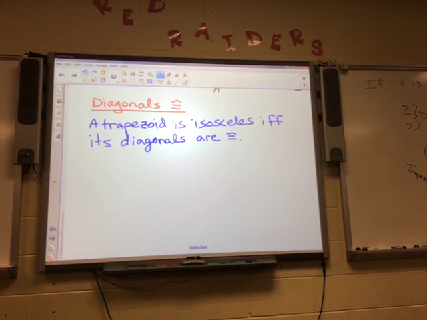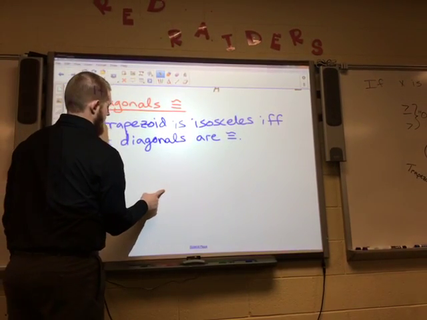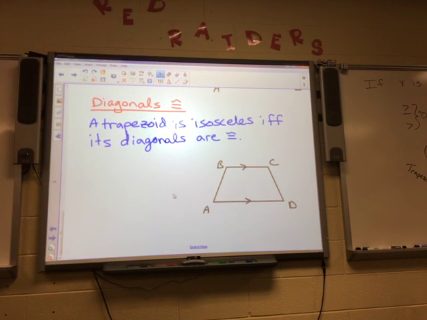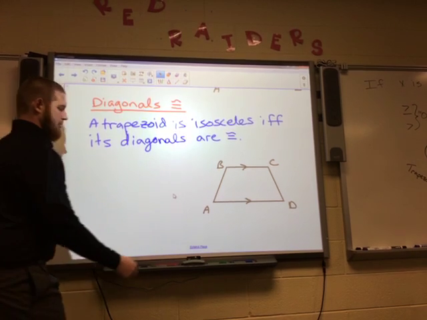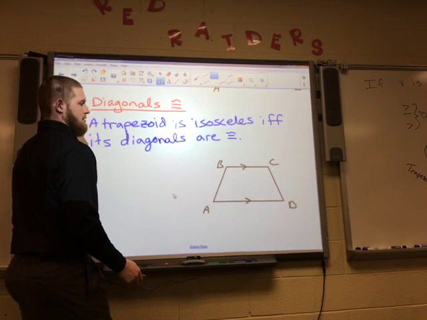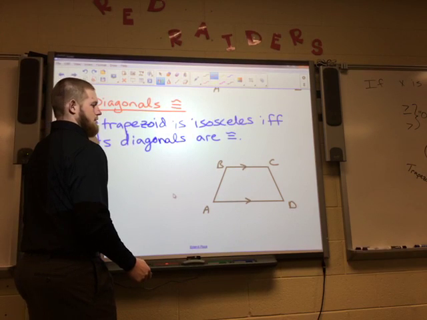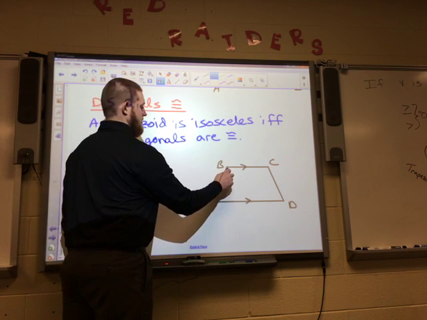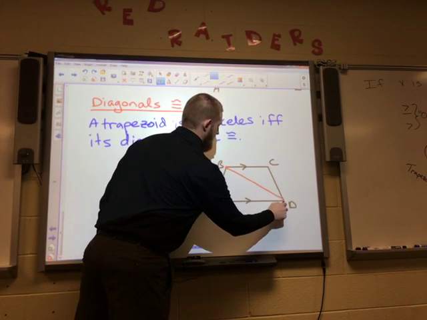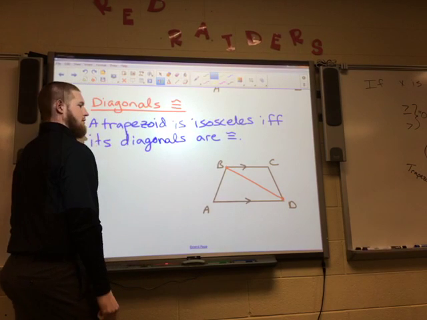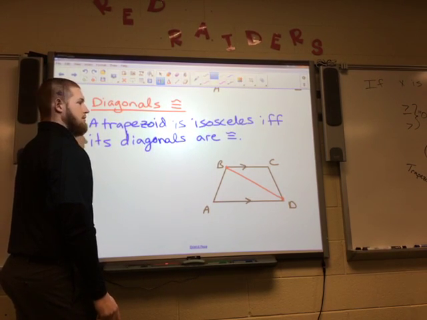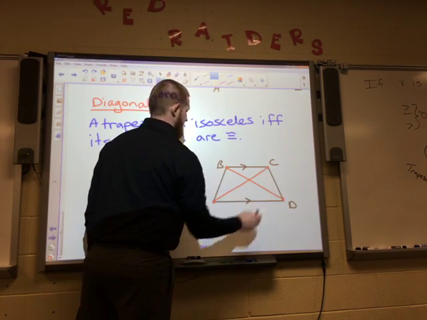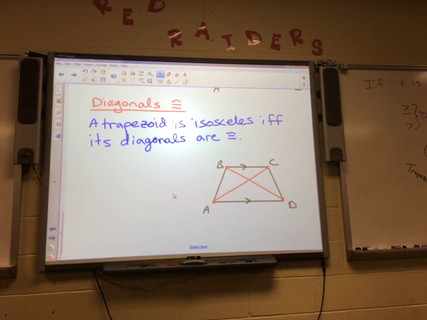A trapezoid is isosceles if and only if its diagonals are congruent. Now, in this trapezoid, do I have diagonals right now? No. Page, where would one diagonal be at? B to D. Okay, there would be one diagonal, and Lainey, the other one would be C to A. Okay, so there's my two diagonals.